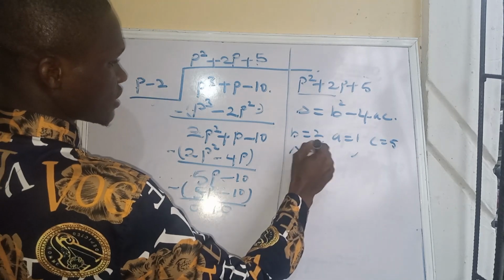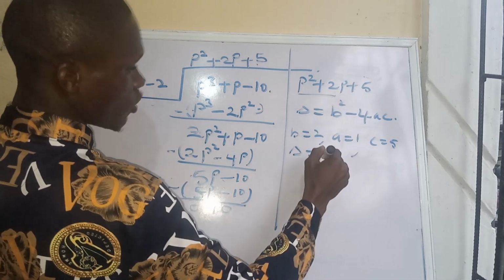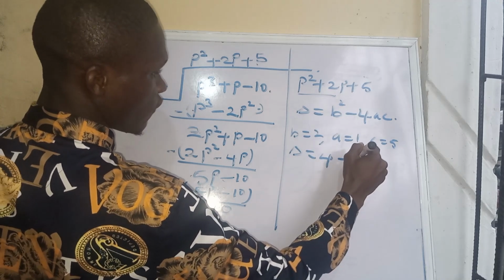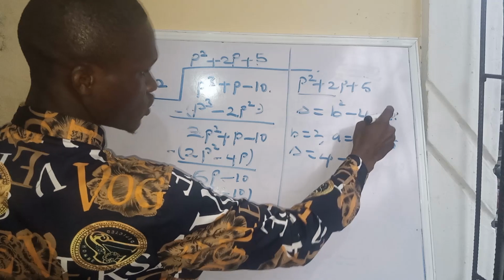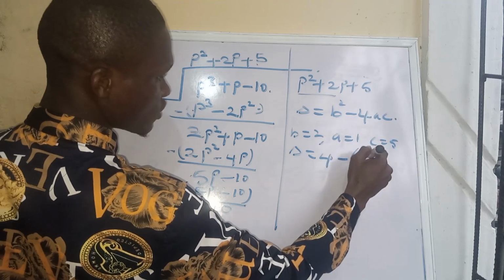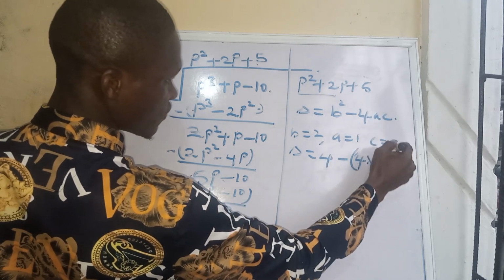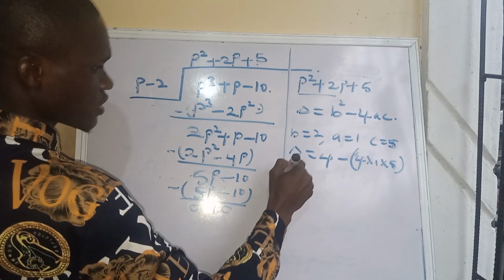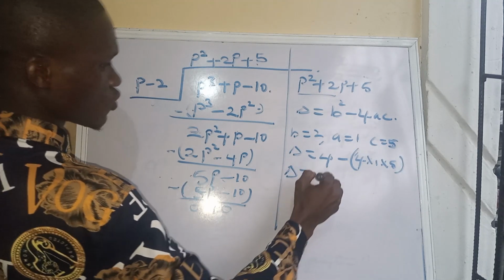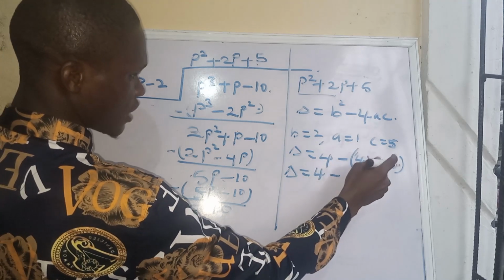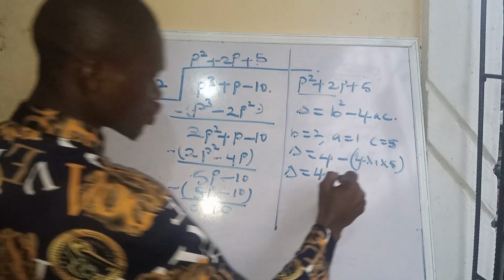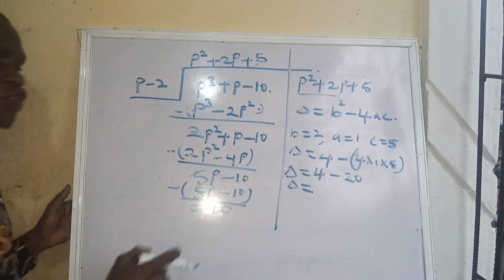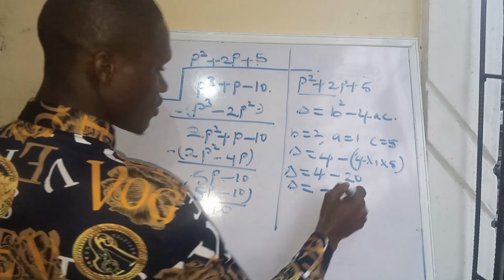So if we say delta is equal to what? b squared. So your b squared is what? 2 to the power of 2 is going to give us 4, minus 4 times what? Your a is 1, times what is your c? Your c is 5, so times 5. So delta is equal to 4 minus 4 times 1, which gives us 4, and 4 times 5 gives us 20. Delta is equal to 4 minus 20, which gives us minus 16.